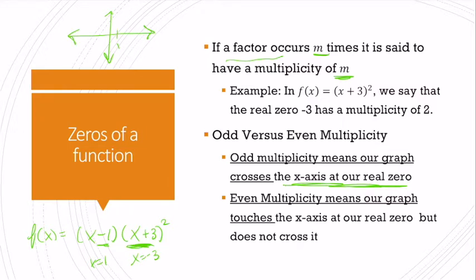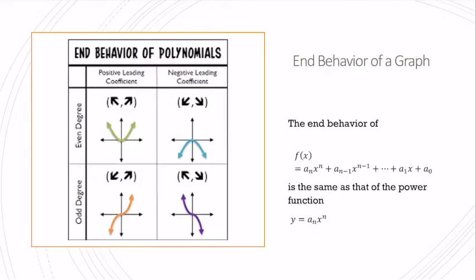So if I was to make the world's roughest sketch of this right now, here's where x is 1, here's where x is -3. Let's switch it to blue so we can see a little better. Because -3 has an even multiplicity, my graph touches the x-axis but doesn't cross it. But at x equals 1, my graph crosses the x-axis. So this can help us determine what our function looks like. Also, if we're given a graph of a function, we can determine the multiplicities. So let's take a look at that.